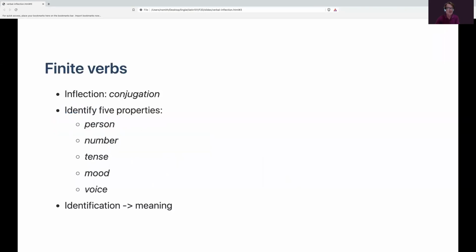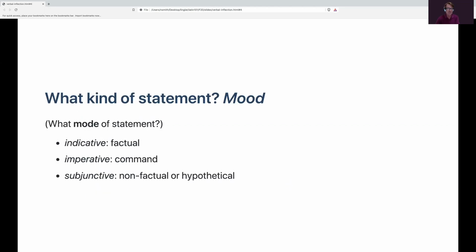Similarly, with verbs, we're going to look at the form and identify what it tells us about the meaning of the verb. We call the inflection of verbs conjugation, and we identify 5 different properties, which we'll take a look at in just a moment, called person, number, tense, mood, and voice. And as with nouns, identifying these properties is going to tell us what the verb means and how it functions in a sentence.